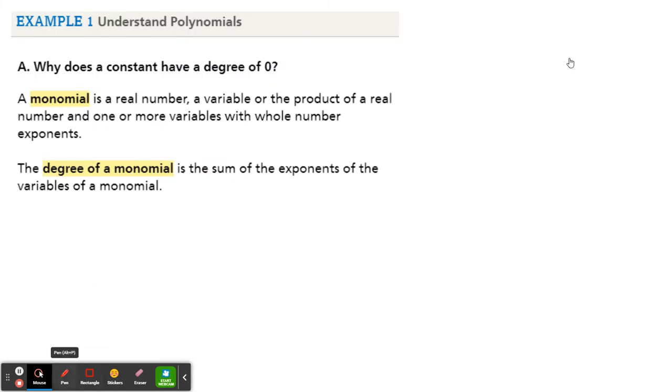First thing, why does a constant have a degree of 0? So when we talk about a constant, what we're talking about is a number. For example, 8 is a constant. It has a degree of 0. Now, we don't even know what degree is yet, right? So let's talk about that.